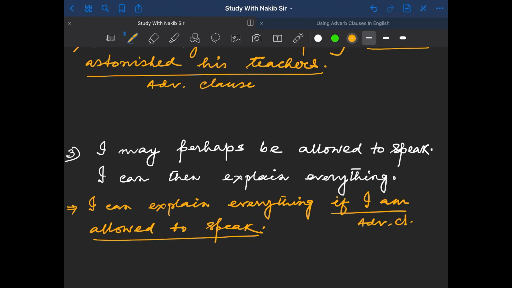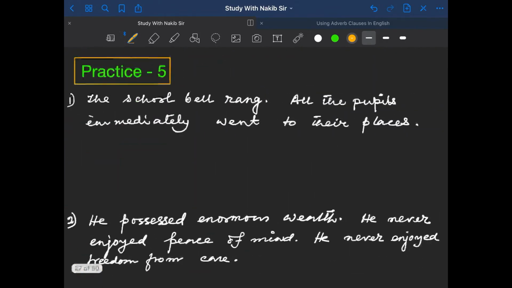Okay, students, you got your answers. Check your answer with my answers. Okay, now go to the next sheet. Practice sheet 5. Now see the questions. The school bell rang. Copy this in your exercise book and do the work. Then check your answer with my answer. Don't forget this. Now first question, the school bell rang. All the pupils immediately went to their places.